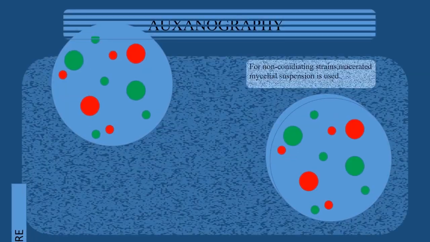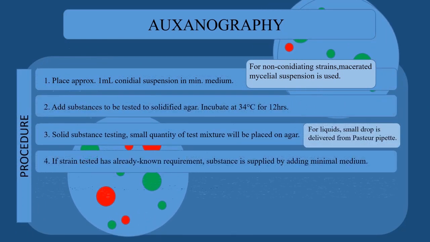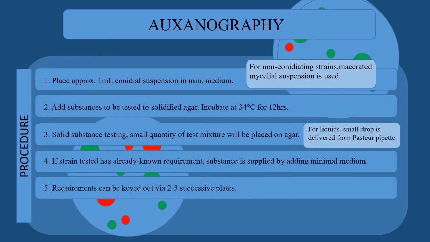For the procedure of using auxanography, first place approximately 1 ml of conidial suspension in a minimal medium. When using a non-conidiating strain, a suspension of macerated mycelial fragments can be used. Add the substances to be tested onto the solidified agar and incubate at 34 degrees Celsius for 12 hours, because some responses can be seen as early as that time.